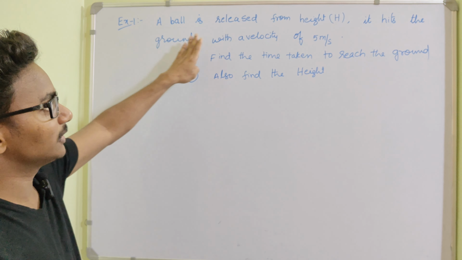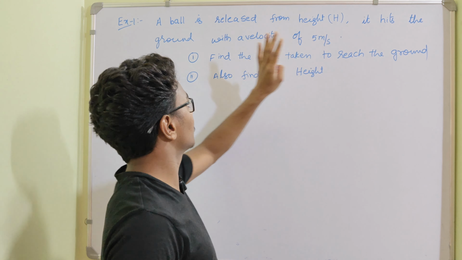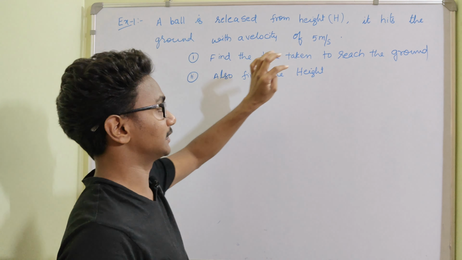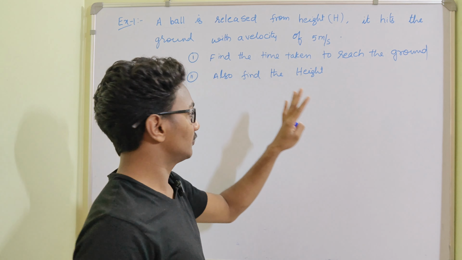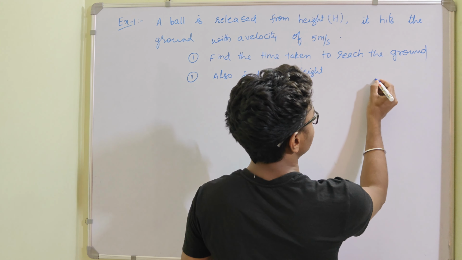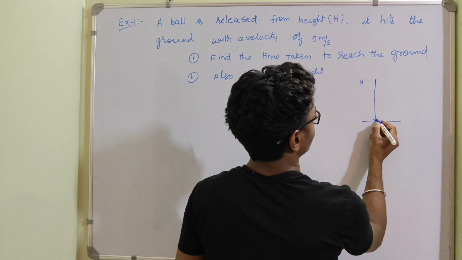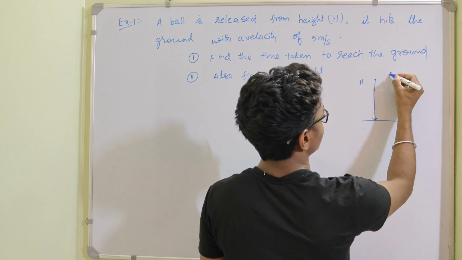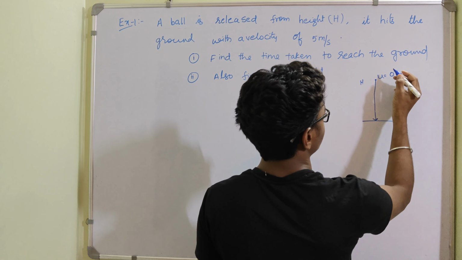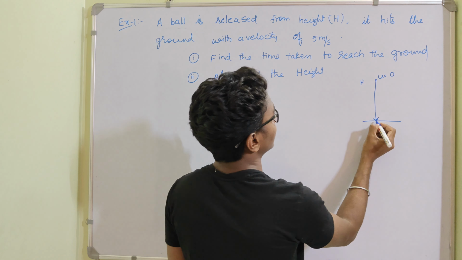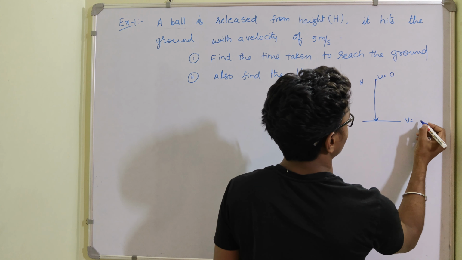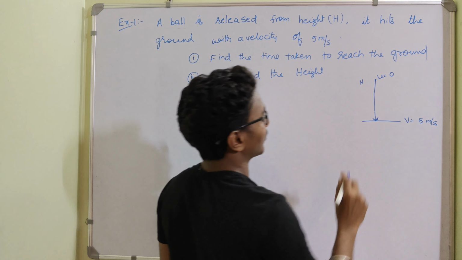Look at this question. A ball is released from height h. It hits the ground with a velocity of 5 meters per second. Find the time taken to reach the ground and also find the height. A ball is released from height h. Okay, so it's a freely falling body. Initial velocity is 0, that is u. While hitting the ground, velocity is 5, that is final velocity is 5 meters per second.